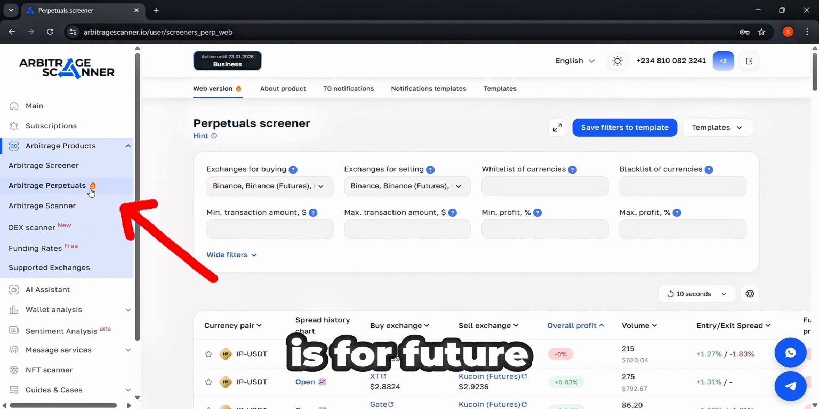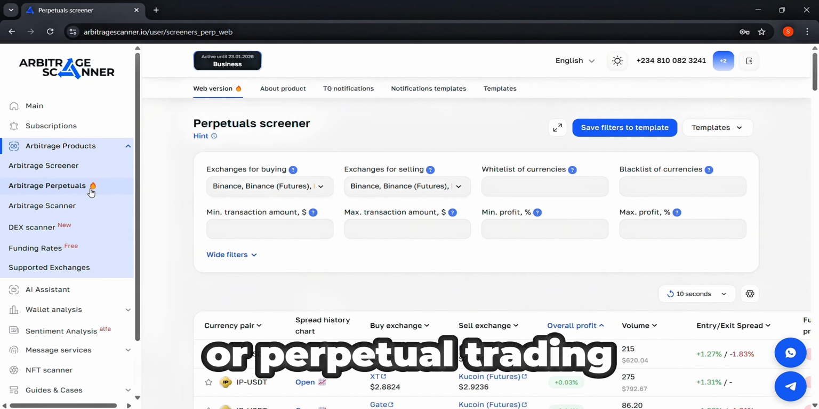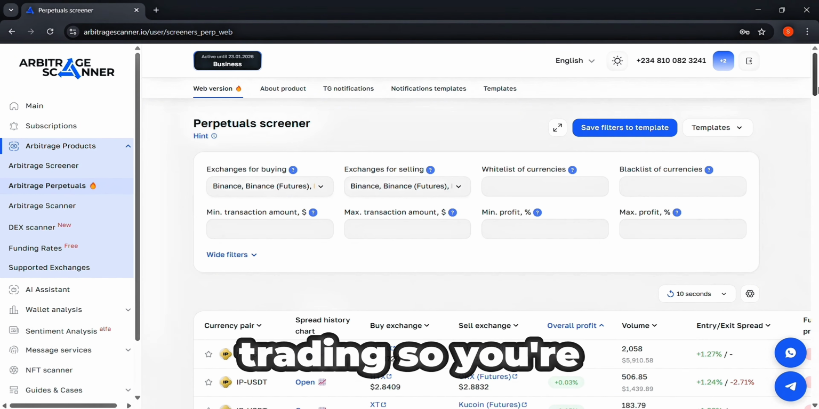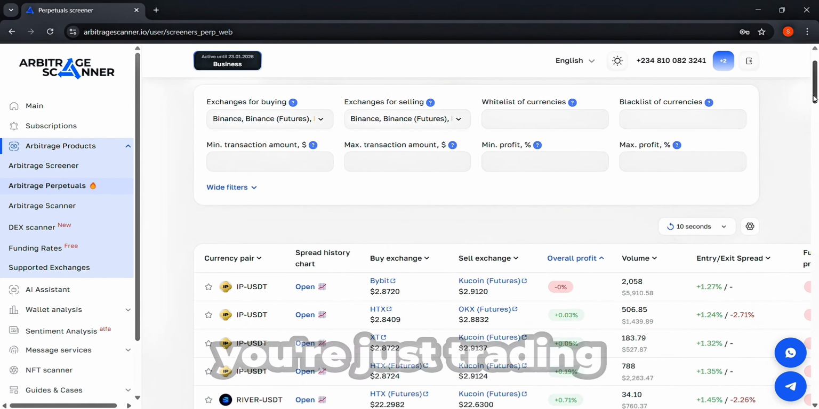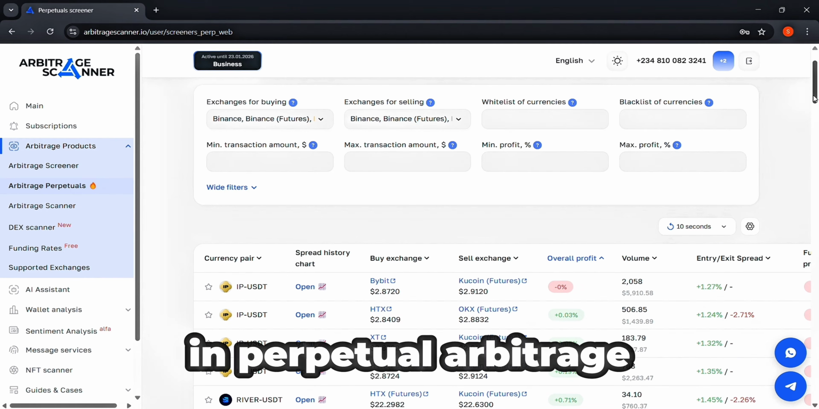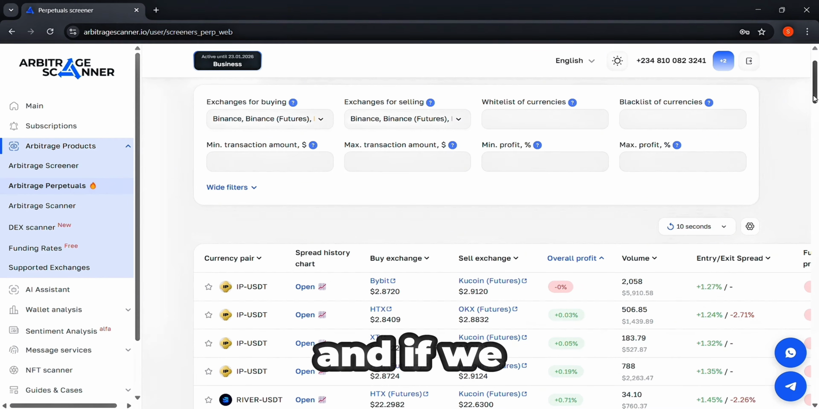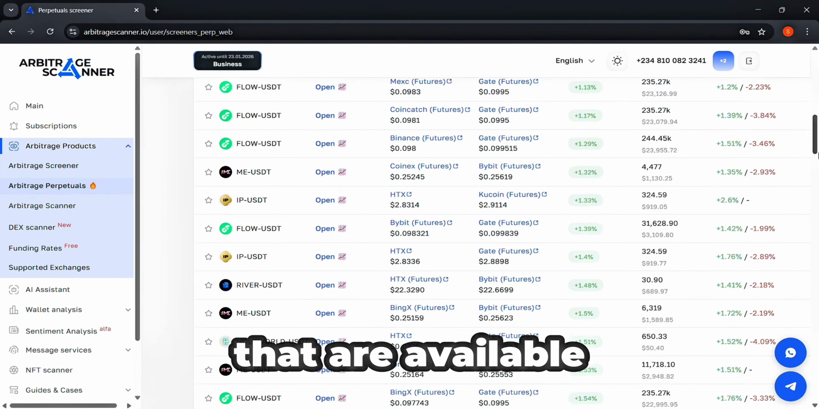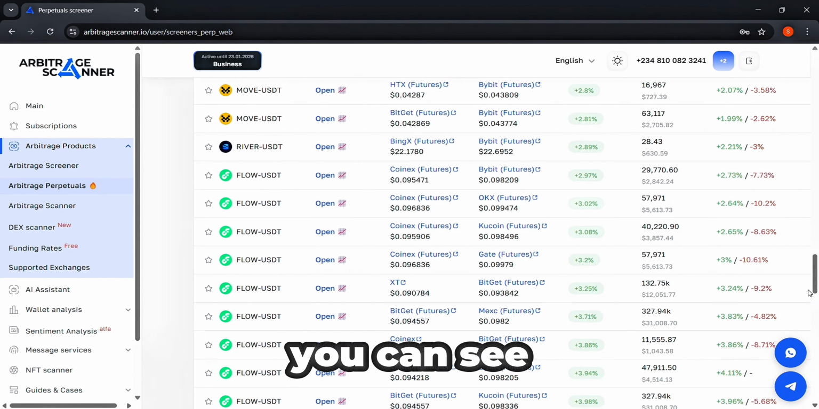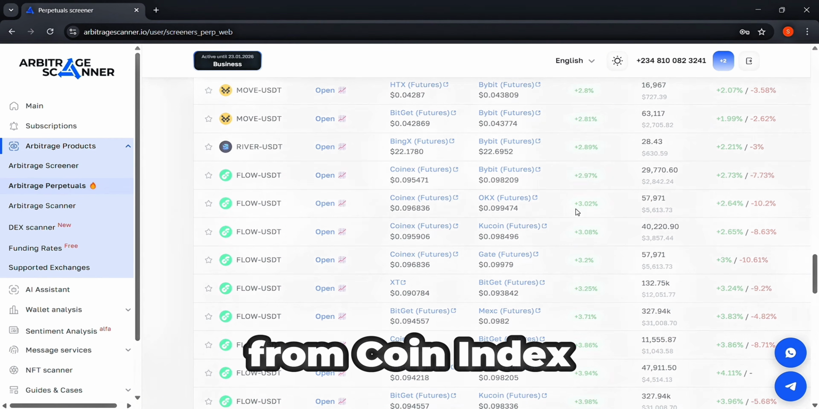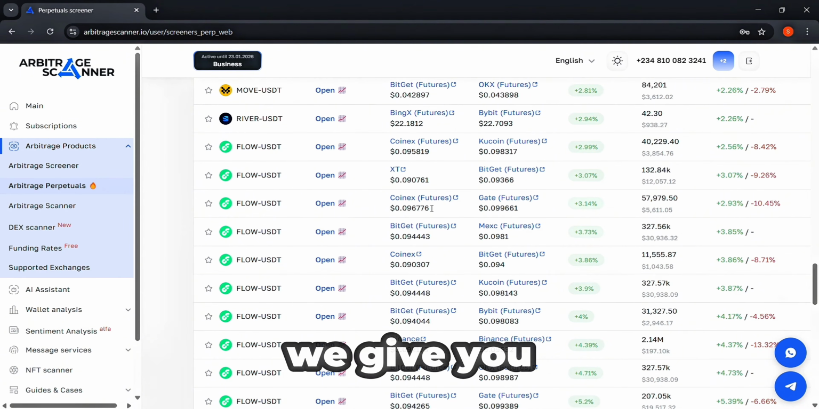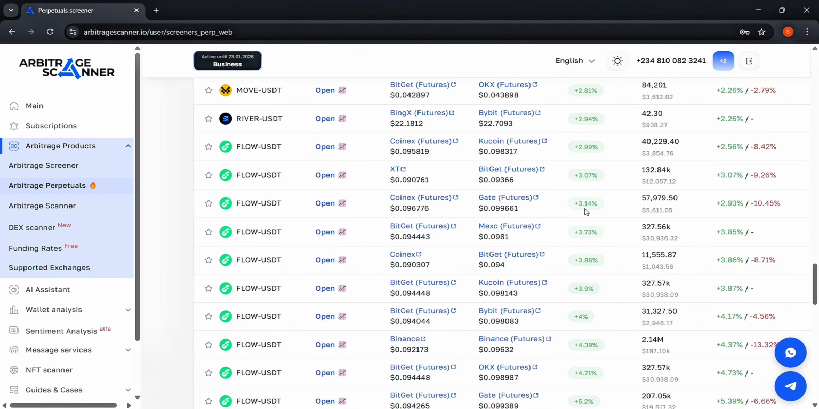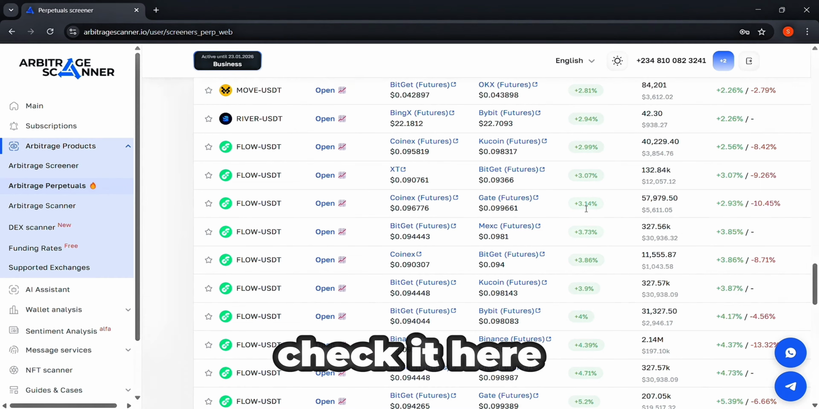This tool is for futures or perpetual trading, not for spot trading. So you're not buying the actual coin, you're just trading the price movement in perpetual arbitrage. And if we come down here, we can see the different opportunities that are available for you with this platform. You can see here, this trade will give you 3%. That is from coin index to Gate futures. We have 3.14%, 3.7%. You can check it here. You can even scroll down here. We have up to 9%.